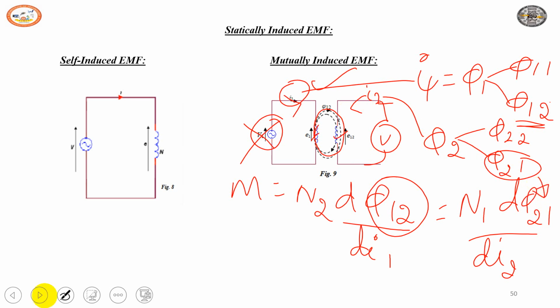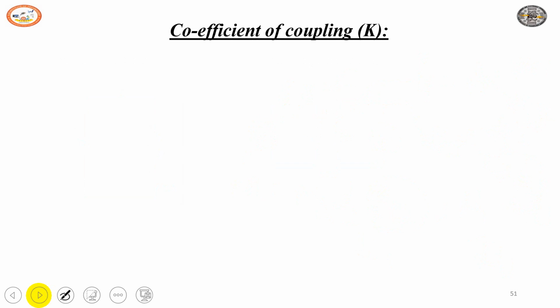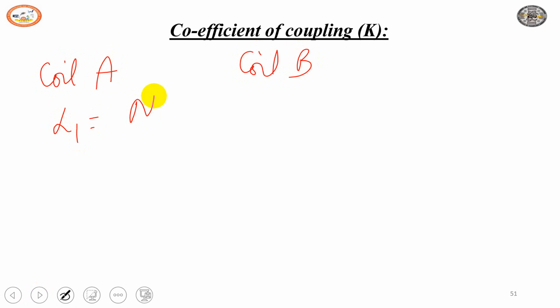In the next slide, let us look at the coefficient of coupling. This is one derivation which is normally asked in the electromagnetism chapter: how to derive the coefficient of coupling. Let us take two magnetically coupled coils, coil A and coil B. So two coils are there. If I want to write the self-inductance of coil A, L1, suffix 1 refers to coil 1 or A.